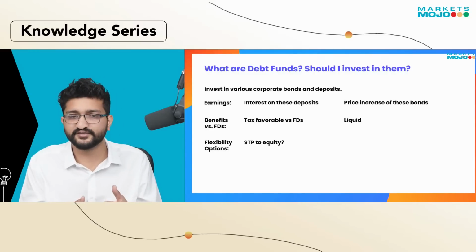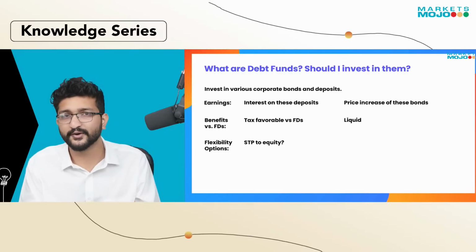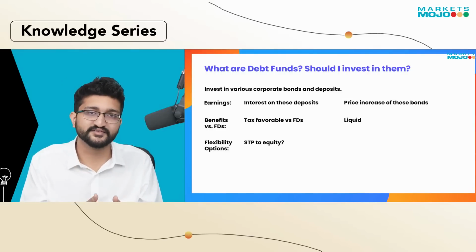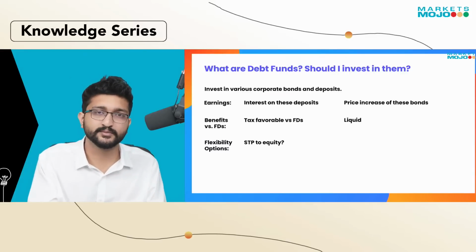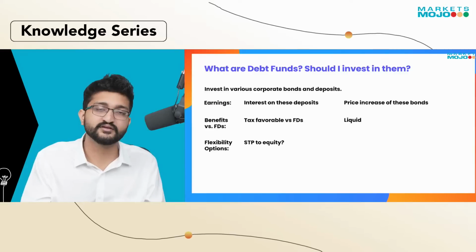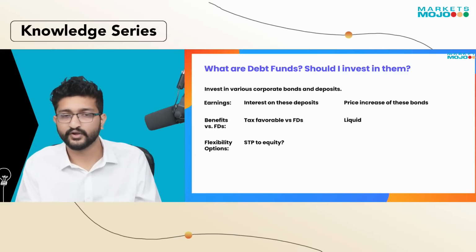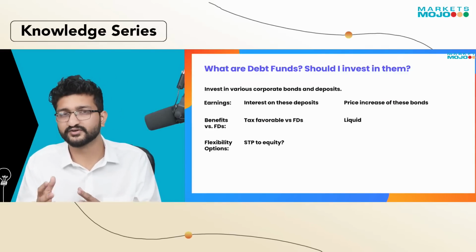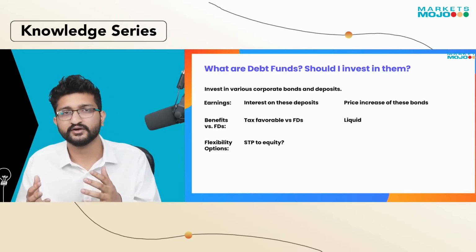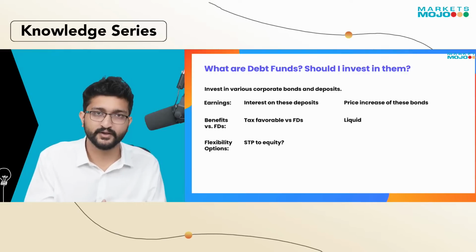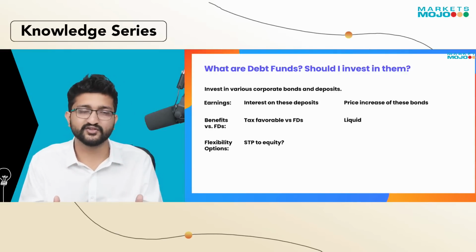So with debt mutual funds, you have a better flexibility option. Now you can't do that with FDs. You can't do that when your money is in the bank. You can't tell that FD, every month put 10,000 into the equity market. It's not possible. But with debt funds, it is possible. Okay, so with STP, this is what I'll be covering in the third episode: how you can actually look at your debt funds and start transferring from debt to equity, and from equity back into debt, so that your overall portfolio can be less volatile.